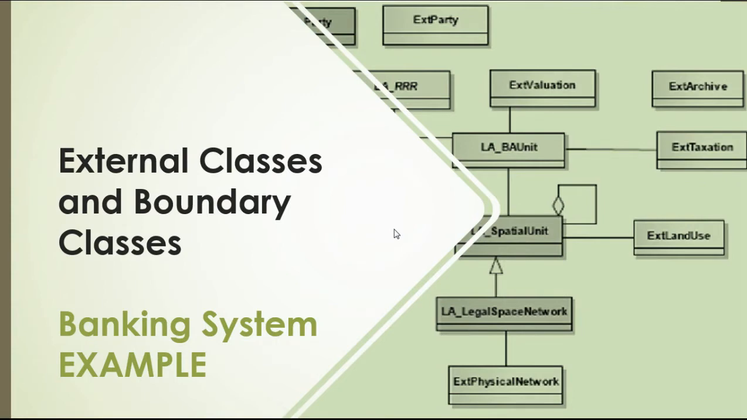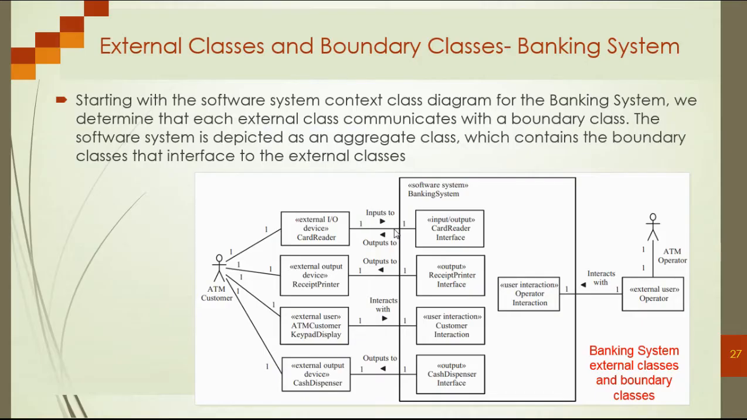So let's see now an example of the external classes and the boundary classes and how they can communicate with each other. We use here as a case study the banking system, the external classes and the boundary classes of the banking system. Okay, first, the software context diagram.